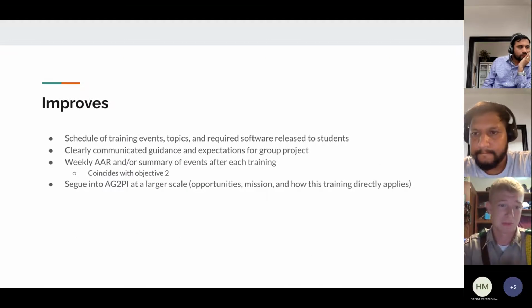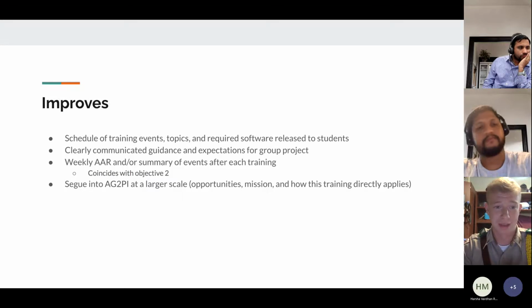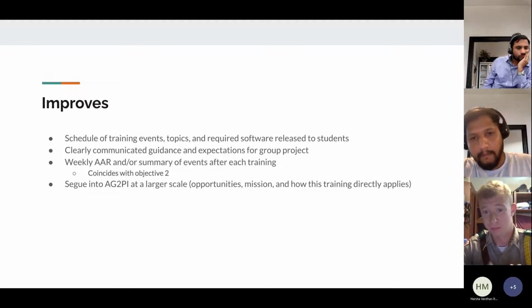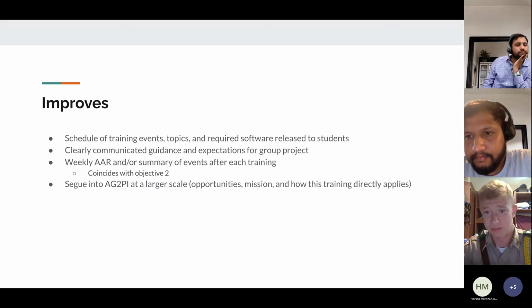And then this is just one personally that I had, which was to segue into AG2PI at a larger scale. Give us a little bit of information on opportunities, the mission of this ultimate organization and initiative, and how this training directly applies to it. So with that, I don't have anything else. Anna and Priya, do y'all have anything else to say?